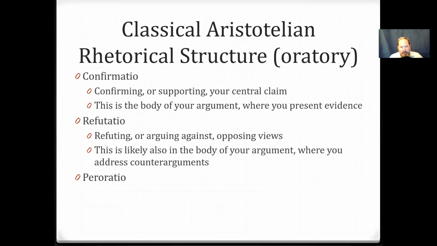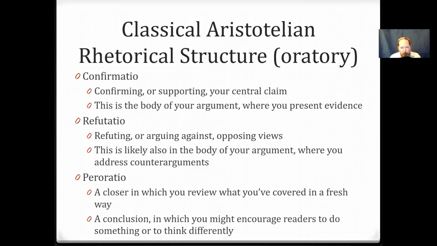Well, that's not making an argument. So then they would conclude with the peroration, the peroratio. It's the closer. We would call it the conclusion, right? You review what you've covered in a fresh way. You might encourage the readers to do something differently, think differently. We call that a call to action.